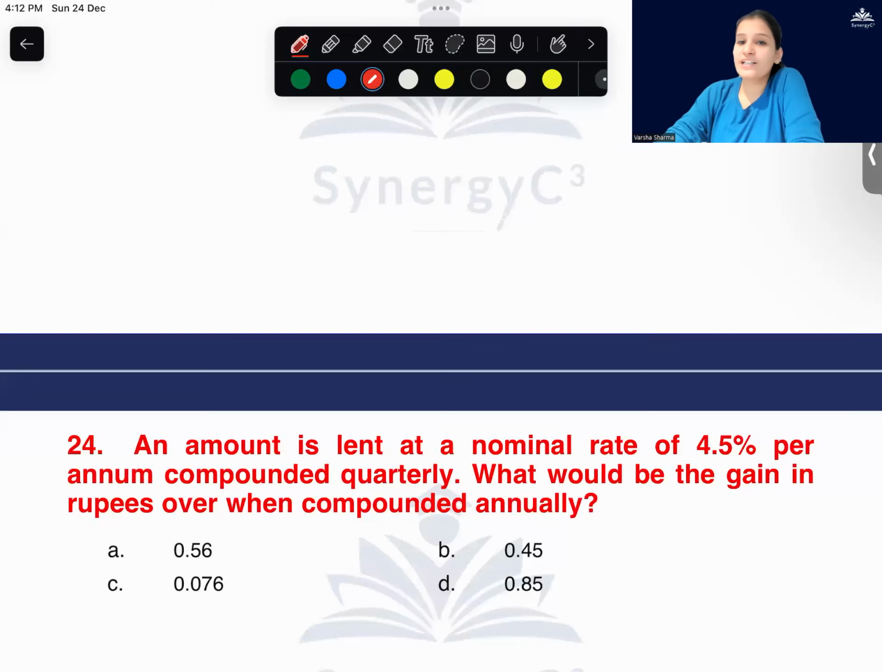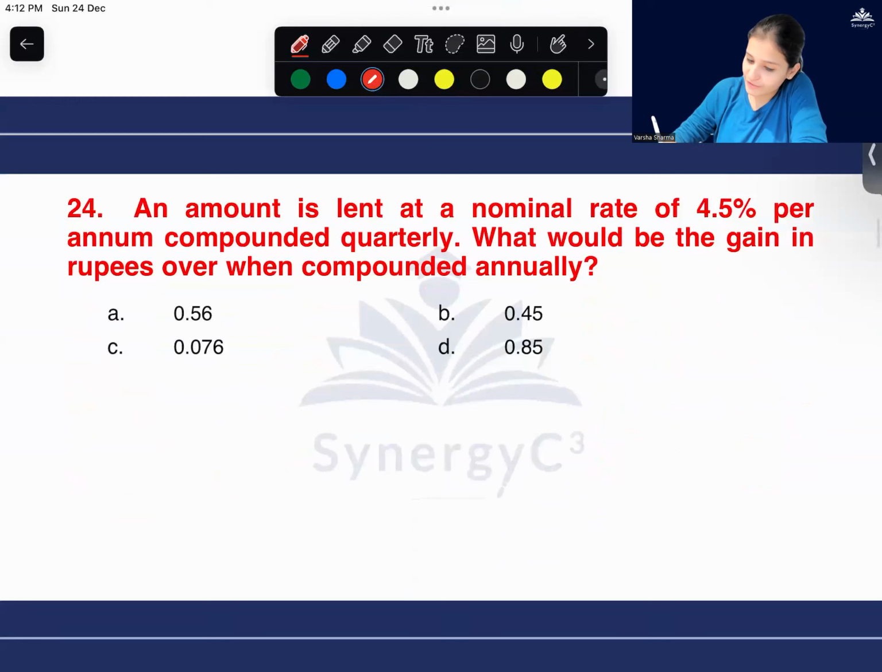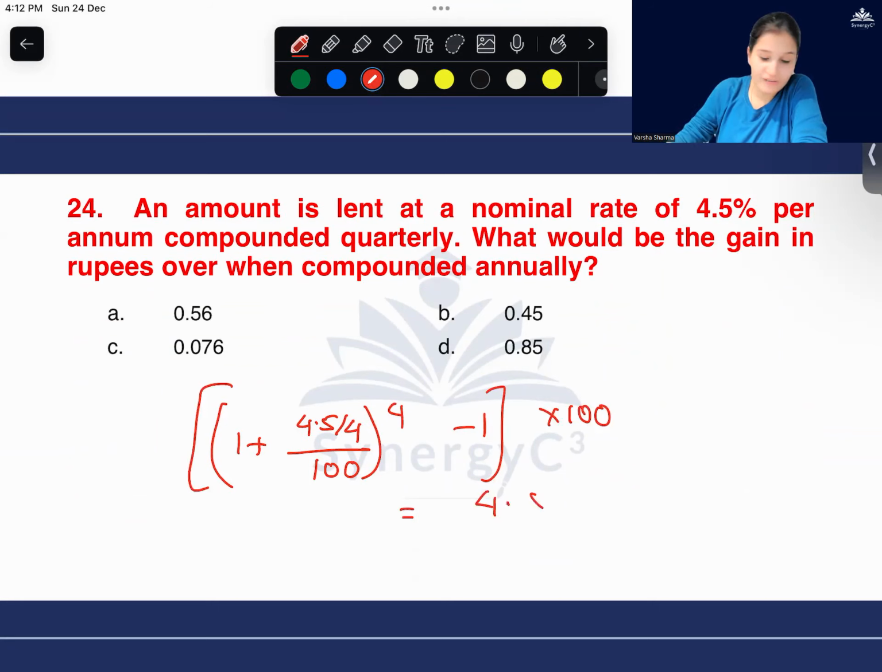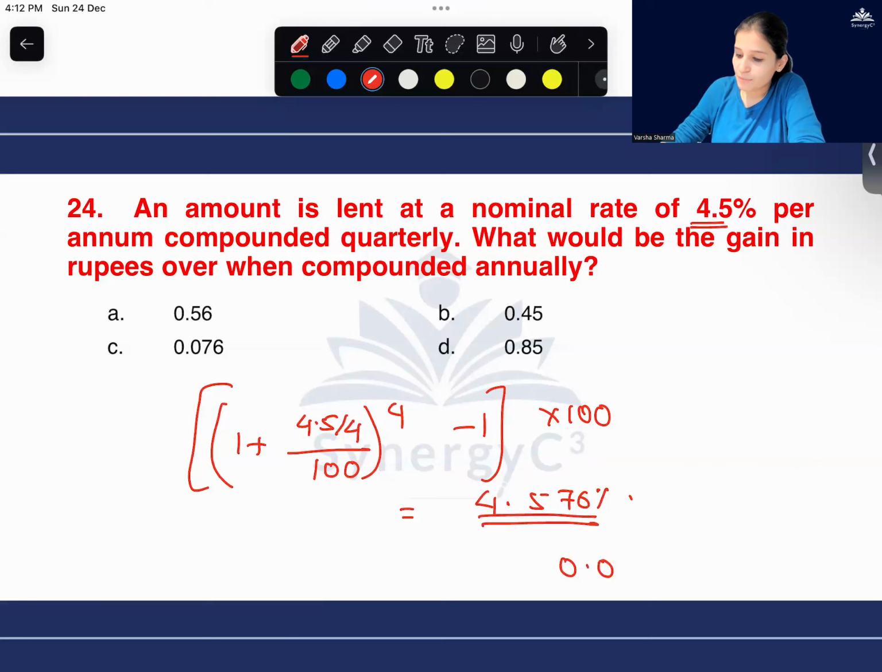Lend out at a nominal rate of 4.5% per annum compounded quarterly. First, find the effective rate of interest. So 4.5 upon 4 divided by 100 plus 1, to the power 4, minus 1, into 100. What we get is 4.576. So earlier it was 4.5%. Now it is 4.576%. So there is a gain of 0.076.